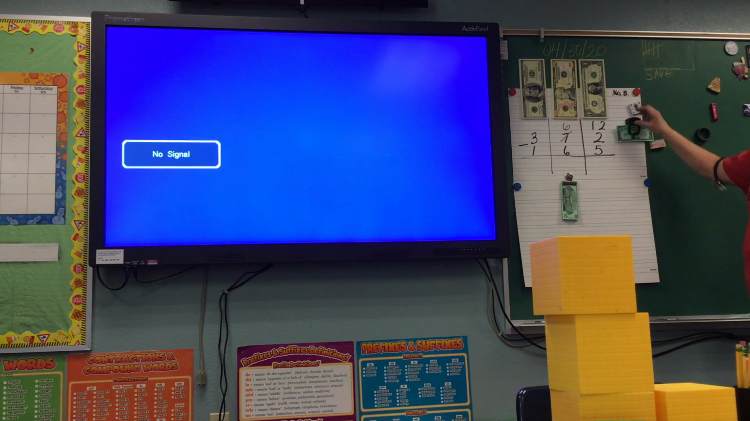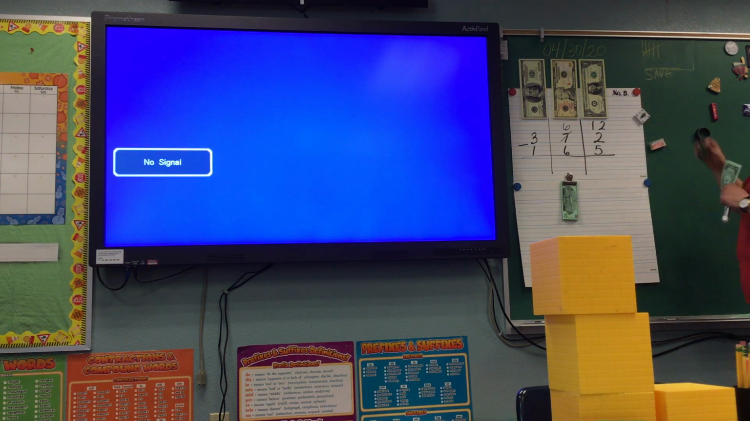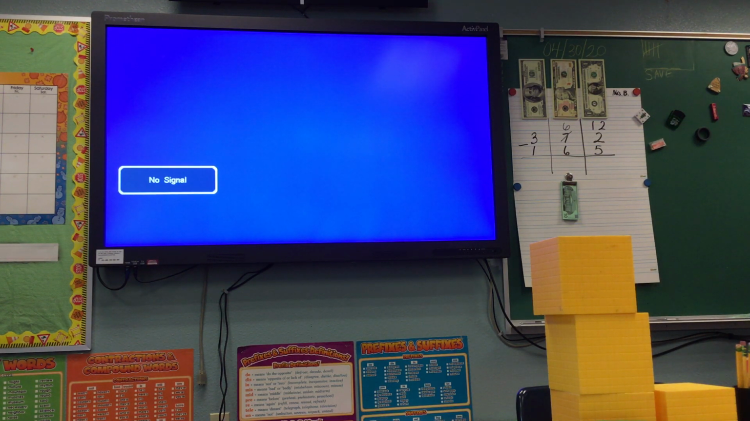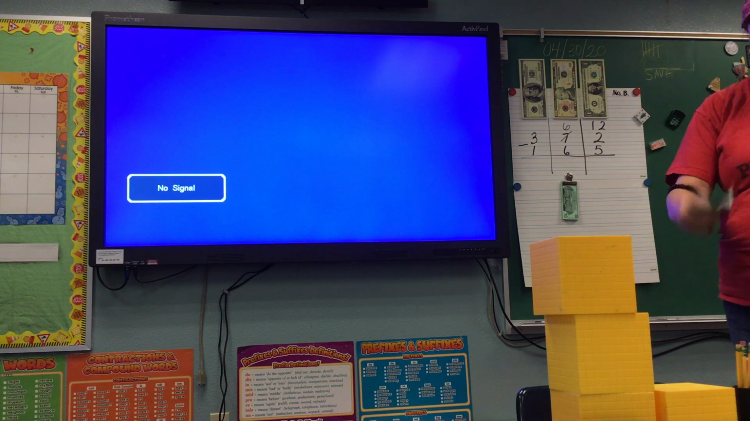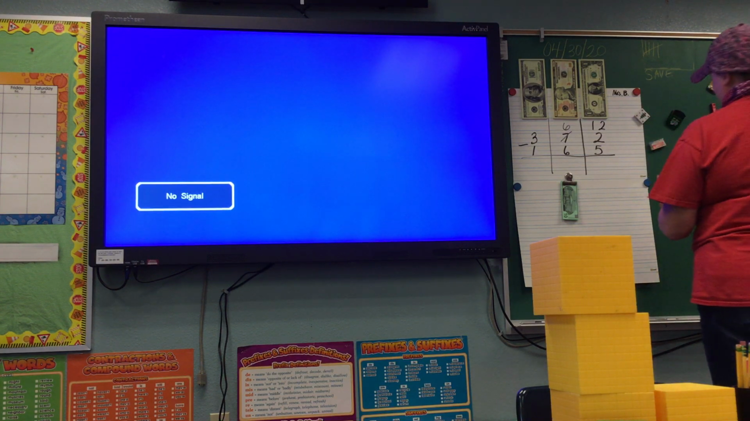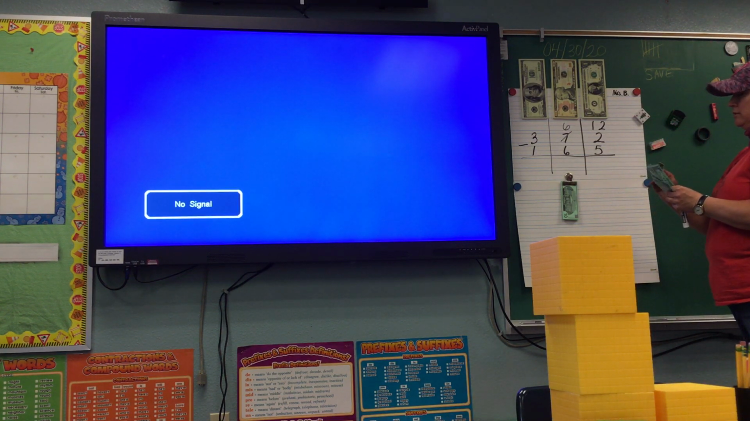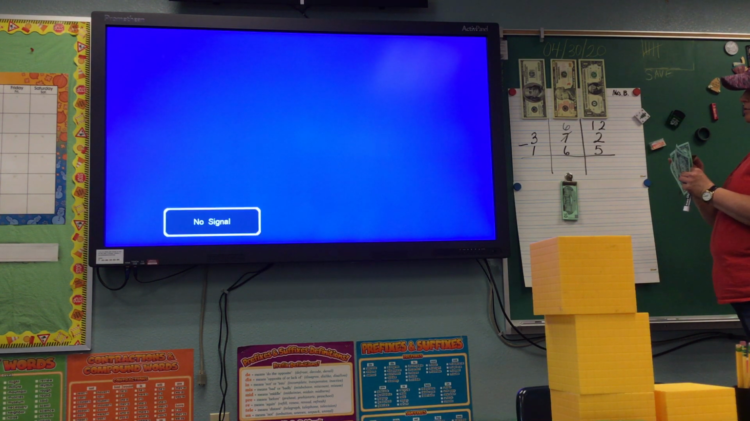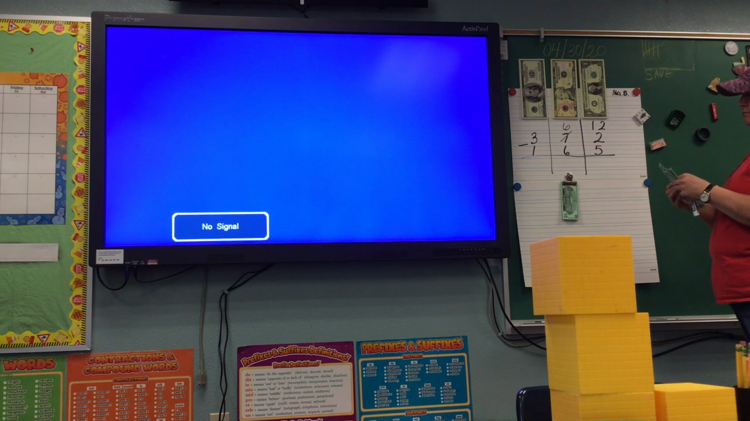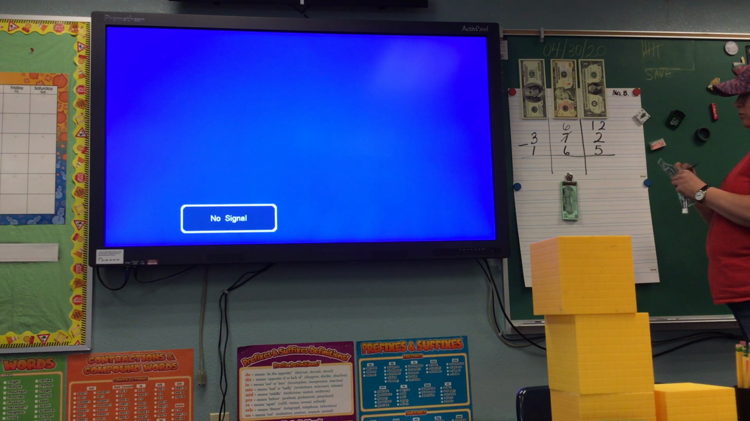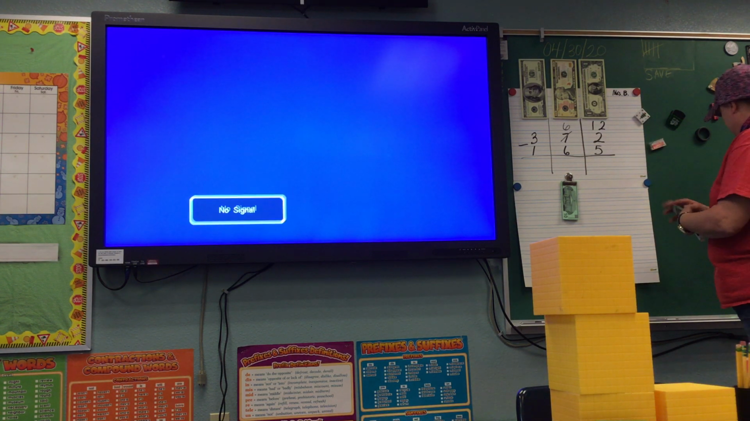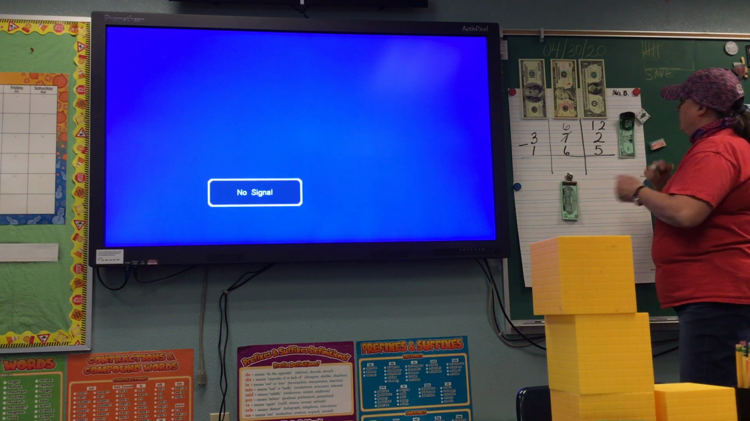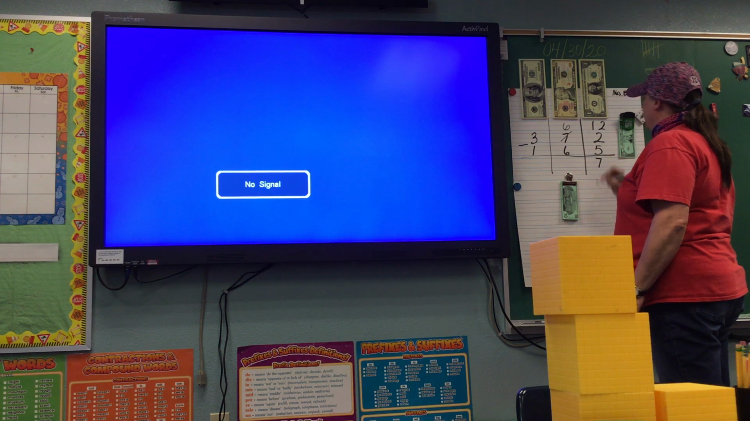Is 12 big enough to take away 5? It sure is. So 1, 2, 3, 4, 5. I'm taking away 5. Okay, and let's see how much I have left now. I have 1, 2, whoops, it's stuck together. 2, 3, 4, 5, 6, 7. I have 7 $1 bills left now. Okay, so 12 take away $5 is 7.